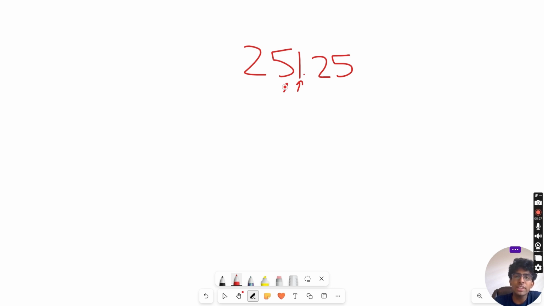Then the number to the left of that is the tens place. Then you have the hundreds place, thousands place, 10,000s place, and so on. It's basically a multiple of 10. So this would be 10 to the 0. This would be 10 to the 1. This would be 10 squared, and so on and so forth. That's what it signifies, right?